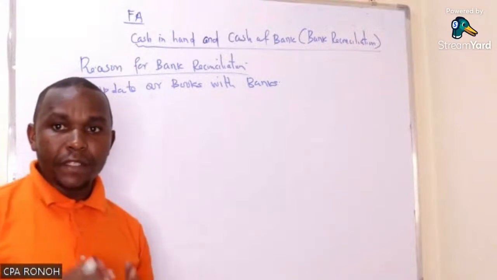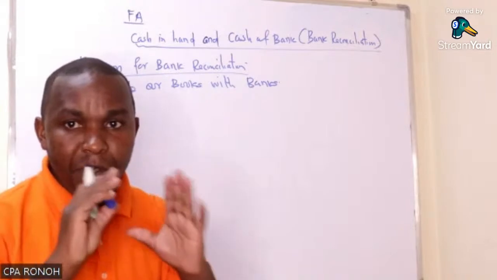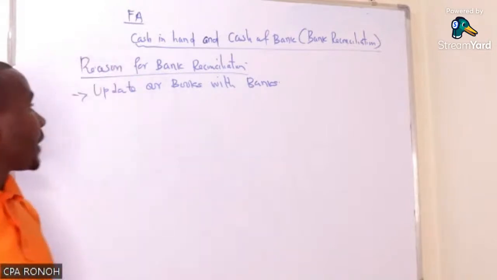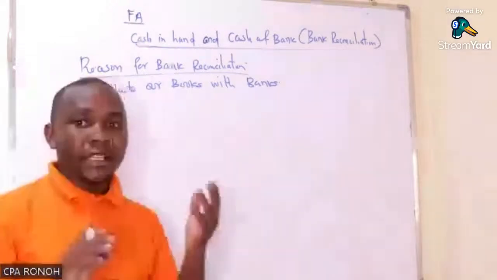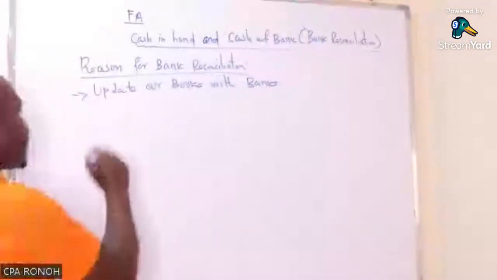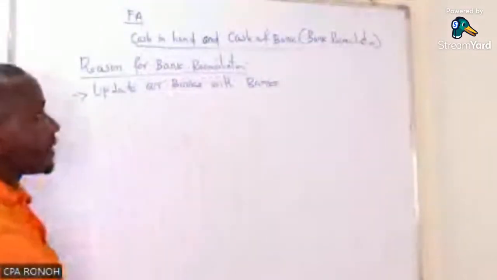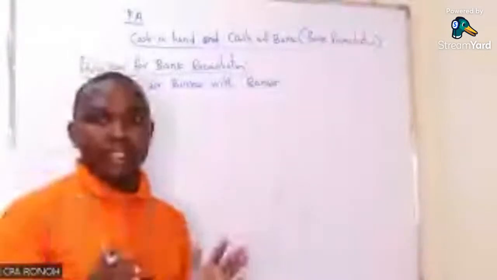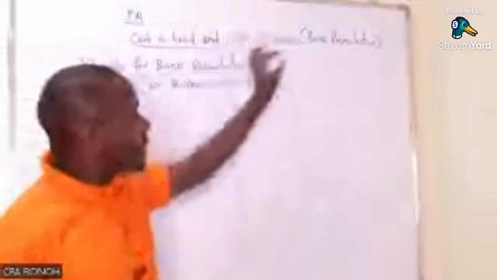So it is not the reconciliation of suppliers. It is specifically bank. So why are we doing this reconciliation? So that we update our books with the bank. Remember, cash is a critical asset in a company. So what are the items which bring this bank statement and the cash book not to match? We have some items which make this cash book and the bank not to match.